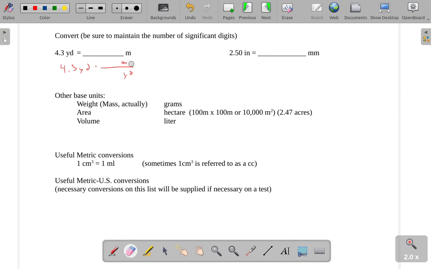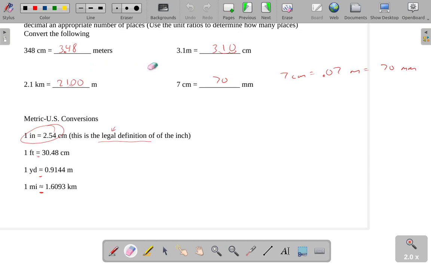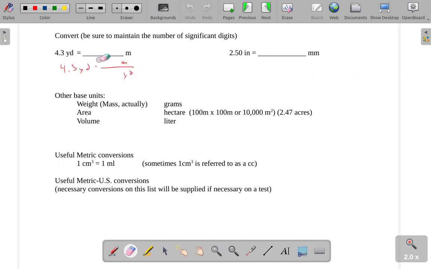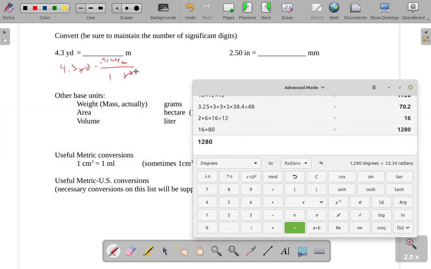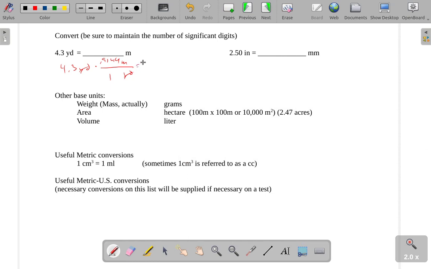Oops, M, just M. And let me look to see what it was again, because I forget. 0.9144 meters is 1 yard. Alright, so the yards will cancel. We'll end up with 4.3 times 0.9144, and we end up with 3.93192 meters.